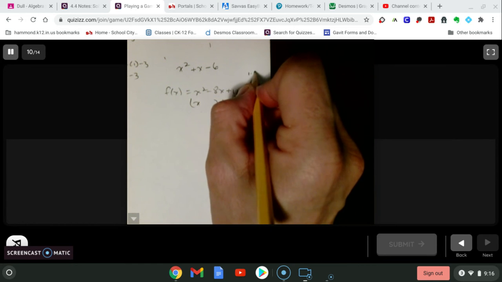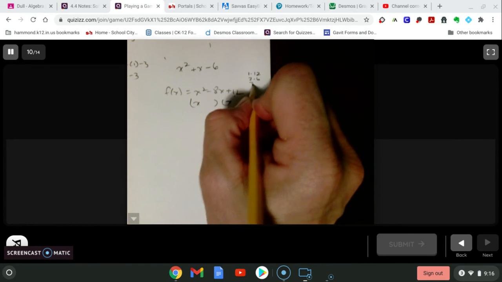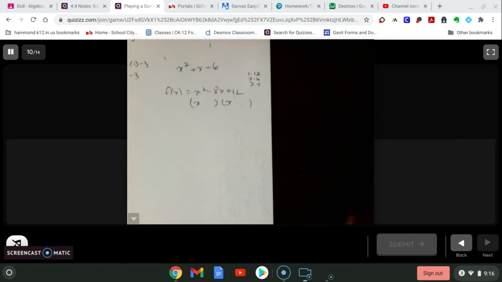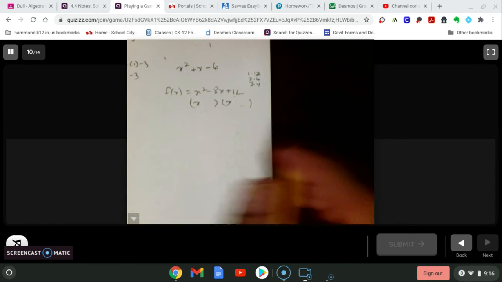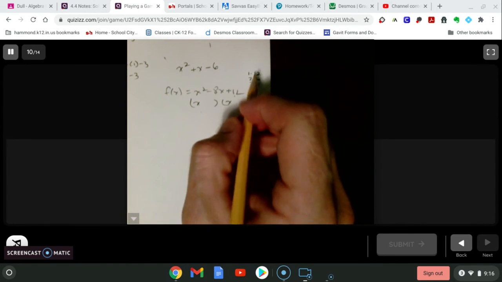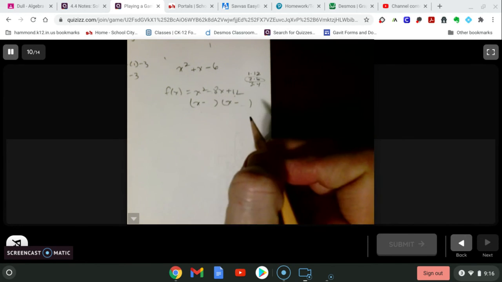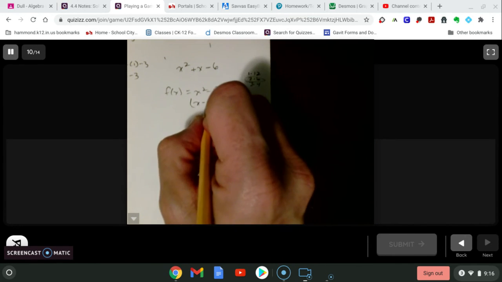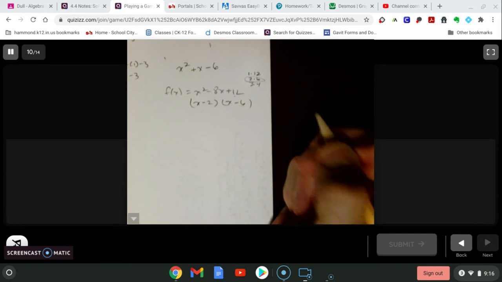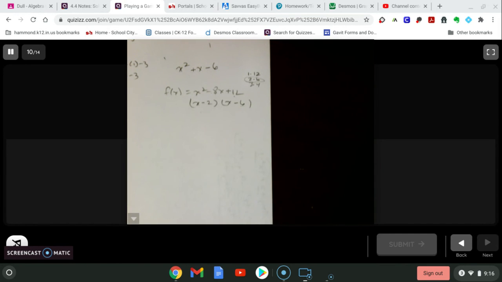Okay, well, 1 times 12, 2 times 6, 3 times 4. There's three different pairs of numbers that make 12. Which ones do I use? Well, I also know that they add up to make 8. So that's 2 and 6. It's -8, so I know both of those values are negative. So x minus 2, x minus 6.